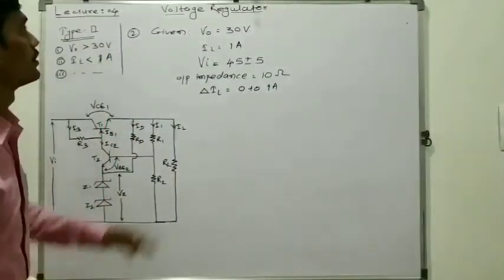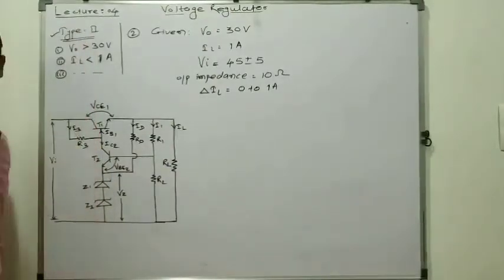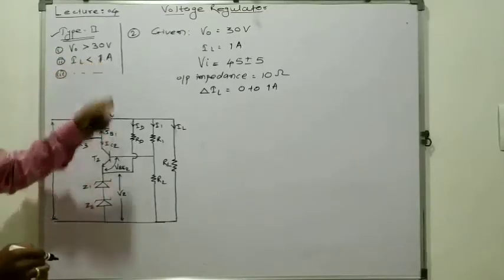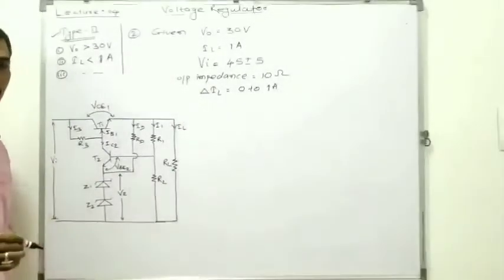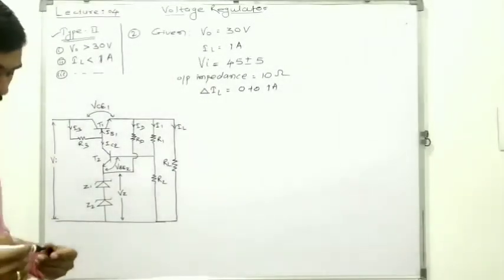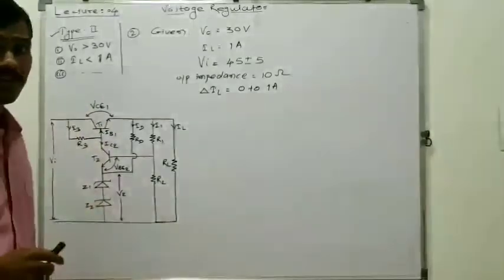Next topic of voltage regulator, that is type number 2. In type number 1, we are seeing that VO is less than 30 volt. The remaining condition is IL, the load current, is less than 1 ampere. No Zener pre-regulator is available. No short circuit protection is available, as well as no overload protection is available.